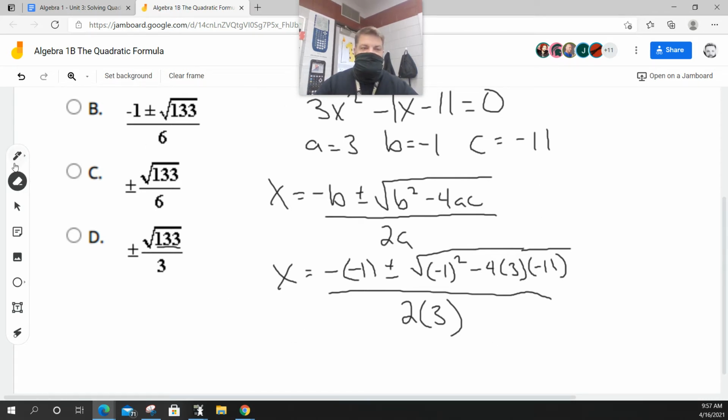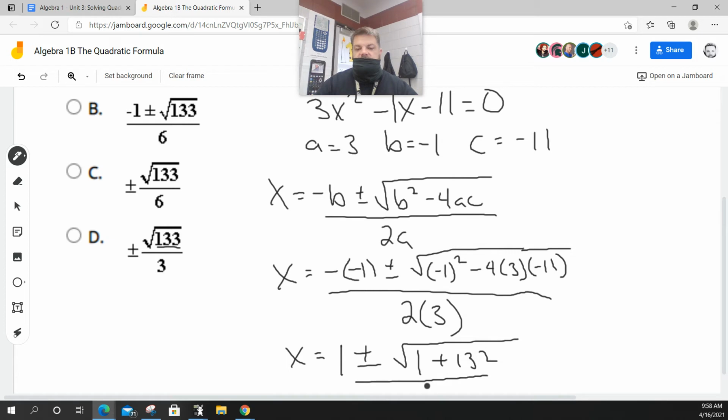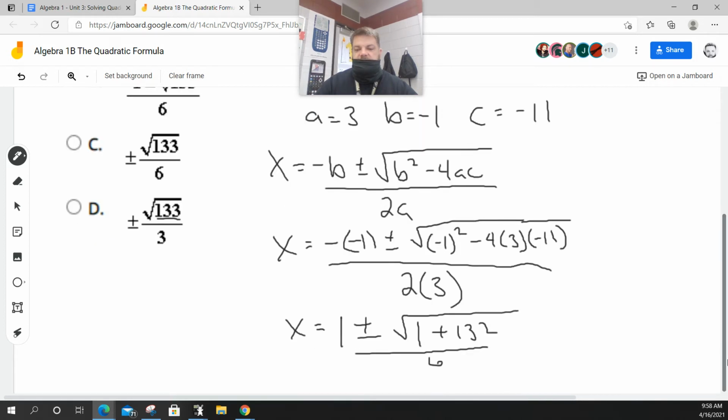Sorry, Mr. Adams was doing the math in his head. So the next step: a negative of a negative is a positive, so that's +1, plus or minus the square root of +1. Now, if you multiply this out, -4 times 3 is -12. -12 times -11 is +132. Now, if you're saying to yourself, Mr. Adams, I can't do that type of math in my head, that's all right. You can do it on the calculator.